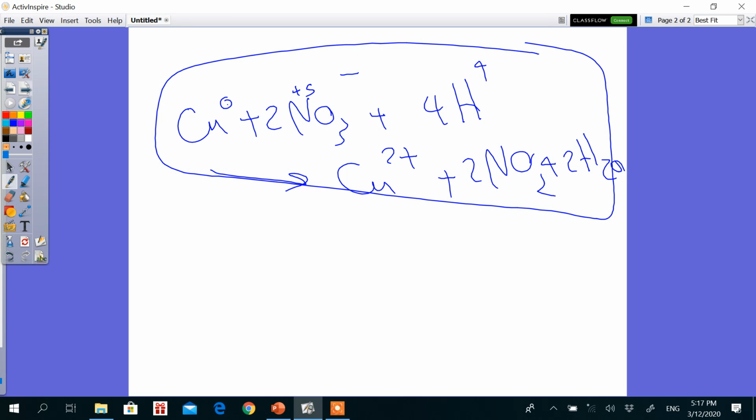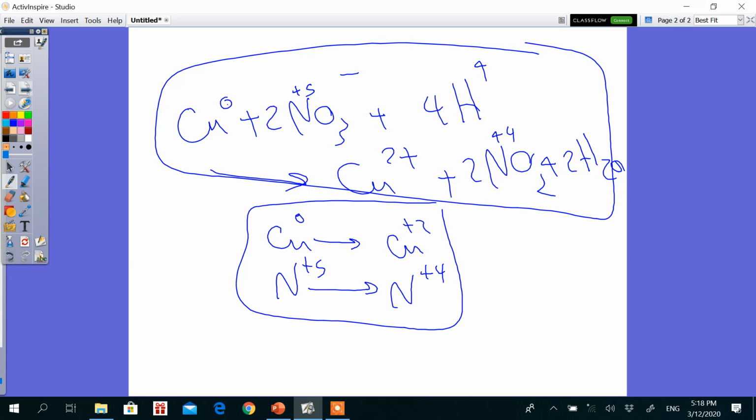Since the copper is oxidized and nitrogen is reduced. Copper is oxidized from 0 to copper positive 2, and nitrogen is reduced from positive 5 to positive 4. So copper is oxidized and nitrogen is reduced, as we see.